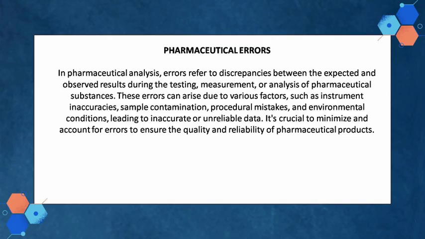Pharmaceutical errors. In pharmaceutical analysis, errors refer to discrepancies between the expected and observed results during the testing, measurement, or analysis of pharmaceutical substances. These errors can arise due to various factors, such as instrument inaccuracies, sample contamination, procedural mistakes, and environmental conditions, leading to inaccurate or unreliable data. It's crucial to minimize and account for errors to ensure the quality and reliability of pharmaceutical products.